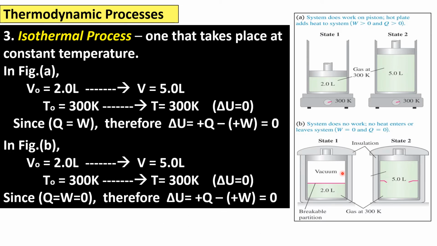How about in situation B? In situation B, we make sure that the chamber or the container is well insulated. Initially, the gas is only confined in one compartment whose volume is initially equal to 2 liters. In other words, the inside of this chamber is divided into two compartments. The first one, the lower compartment, is where the gas is confined.